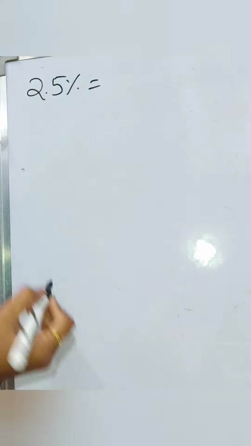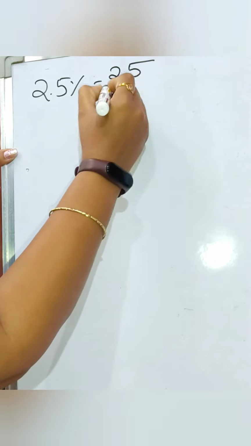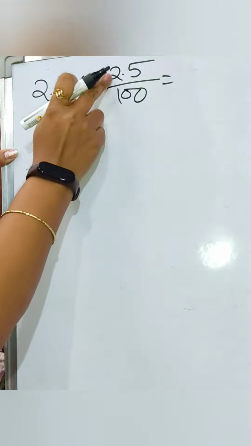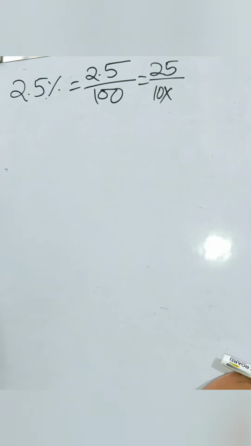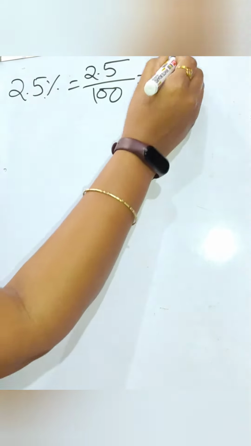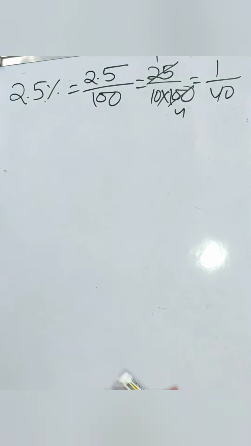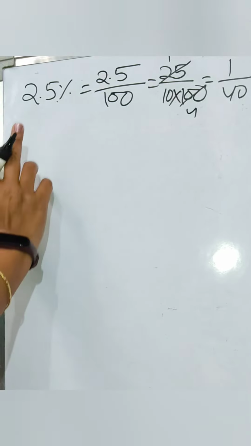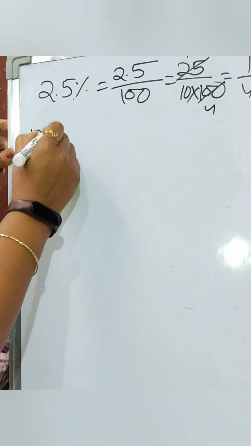Similarly, 2.5%. This is the decimal percentage. So first of all we will write 2.5 by 100 because something percentage is equal to something by 100. Now we will write 2.5 as the fraction, that is 25 by 10. We know that, and then we will write into 100. Now if you cancel out you will get 1 by 40. So here you can see how converting from percentage to fraction and decimal is very easy.